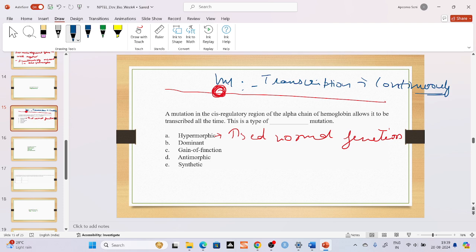Whatever the normal function was, that transcription is happening. Suppose in the normal case 10x transcription was happening, now let's say 1000x transcription is happening because of this mutation. So there is an increase in the normal function, and it is dominant because it is showing its effect. That means it is a dominant mutation. And there is a gain of function, because it has gained some property, that this function is now increased. So therefore A, B, and C all are correct.